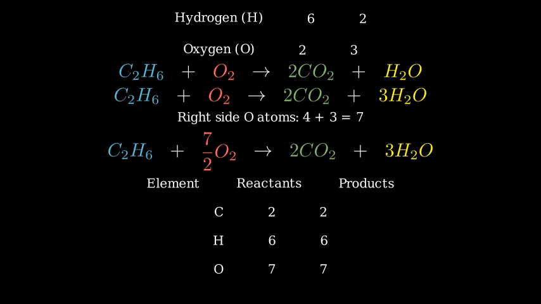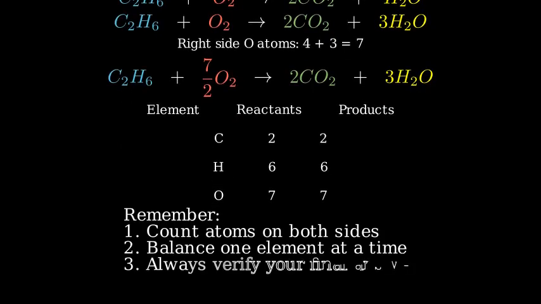To check our work, we can verify that we have the same number of atoms on both sides: 2 carbons, 6 hydrogens, and 7 oxygens. And that's how we balance the combustion equation for ethane. Remember to always check that the number of atoms is equal on both sides of the equation.